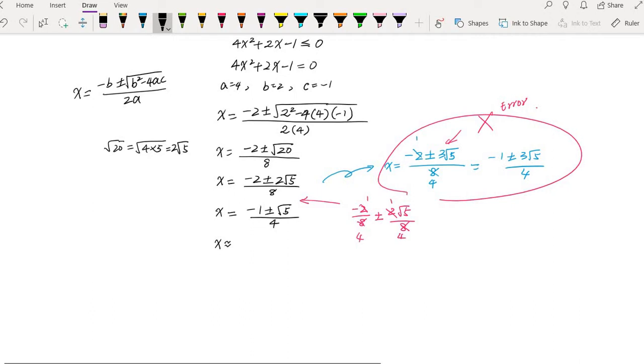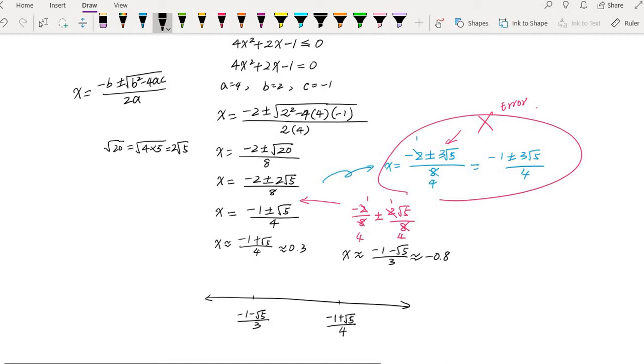So if I have -1 plus square root of 5 over 4, that is around 0.3. Okay, so another one is around -1 minus square root of 5 over 3. That is around -0.8. Again, the reason why we're doing this is because we want to draw this on the number line. So I'm just trying to remind myself this is -0.8 and this is 0.3.